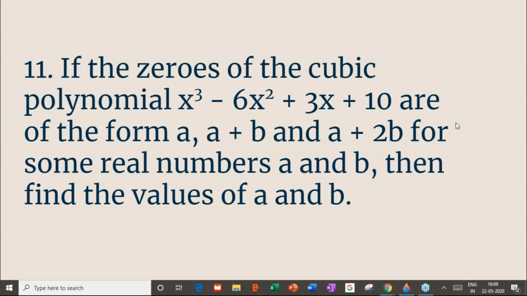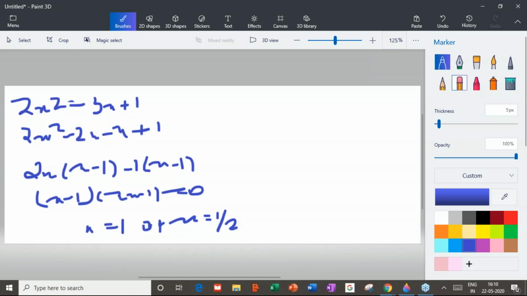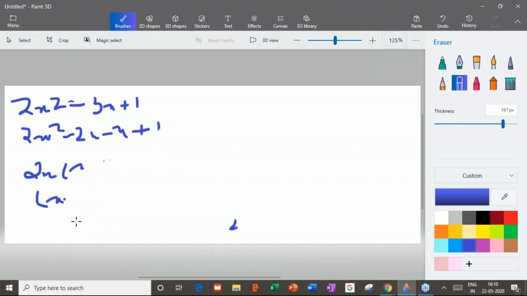This is a bit lengthy question. So the first property is the sum of the zeros, which will be a plus b plus a plus 2b is equal to minus b by a. When you do that, you get an equation, right? And use the second property, the sum of the products taken two at a time, since it's a cubic polynomial. That's nothing but a into a plus b, plus a plus b into a plus 2b, plus a plus 2b into a. I'll just write it, maybe it'll be easier for the ones who are stuck.